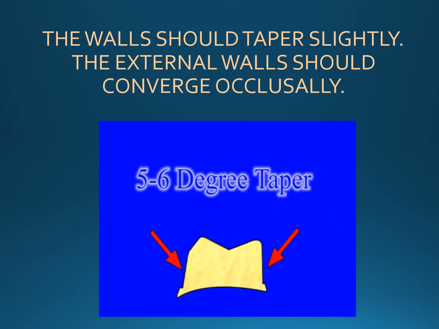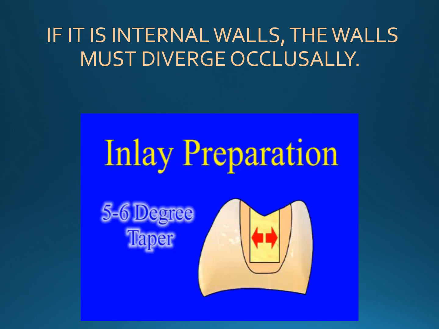The walls should be tapered roughly 5 to 6 degrees, which means per wall there is 2 to 3 degrees of taper. So the total or overall taper of the preparation is 5 to 6 degrees. This provides an ideal taper to offer frictional resistance to displacement of the prosthesis. The same degree of taper should be applied to inlay preparations or internal preparations also. Note that for inlay preparation, the walls must diverge occlusally, whereas for the crown preparation, they must converge occlusally.